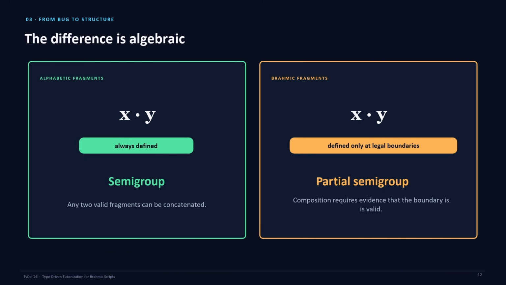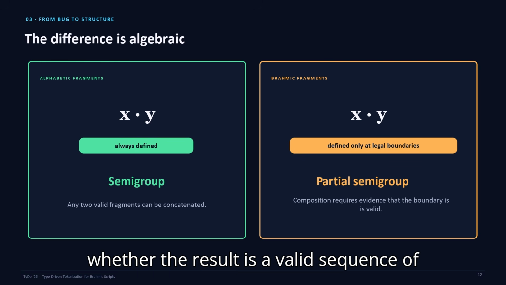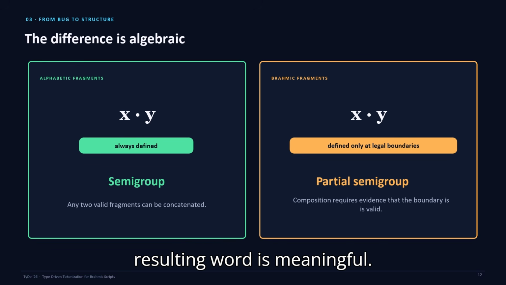One caveat here, though, is that this is a claim about the orthographic well-formedness, that is, whether the result is a valid sequence of glyphs. It is not about whether the resulting word is meaningful.